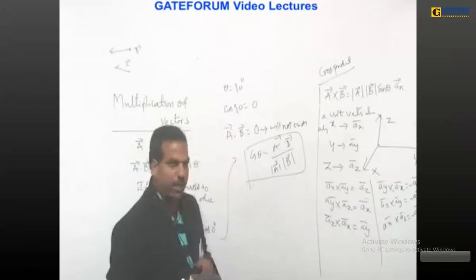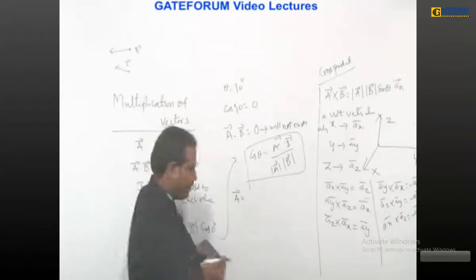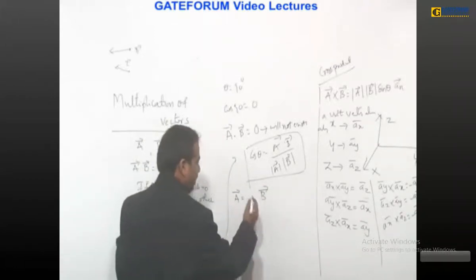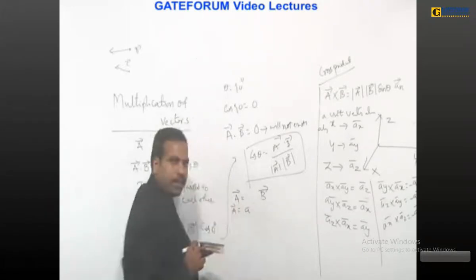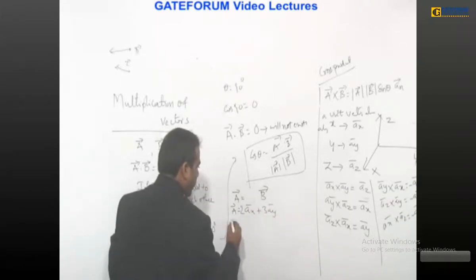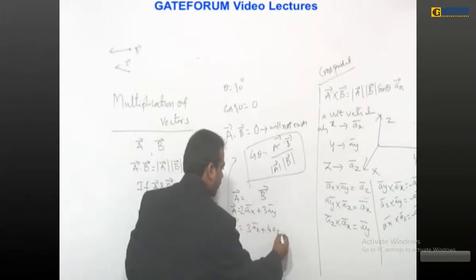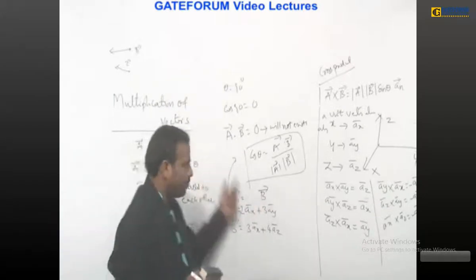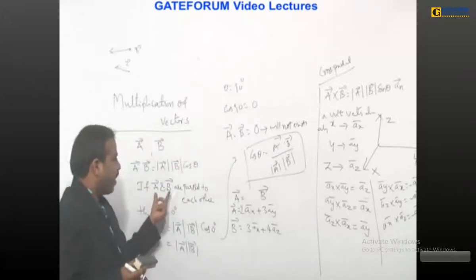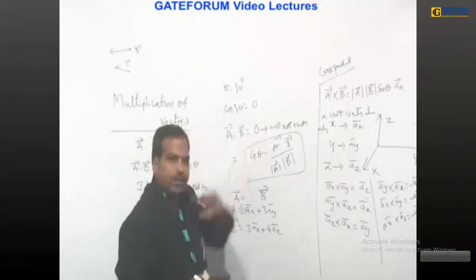Normally, when A bar is given, it is definitely a vector, and when B bar is given, it is also a vector. Just assume, for example, A bar equals 2AX bar plus 3AY bar, and B bar equals 3AX bar plus 4AZ bar. From what we understood before, the dot product between two parallel vectors is finite, and the dot product between two perpendicular vectors is zero.